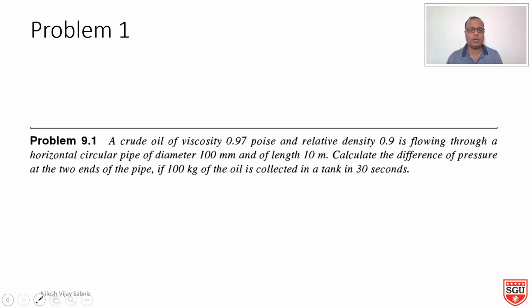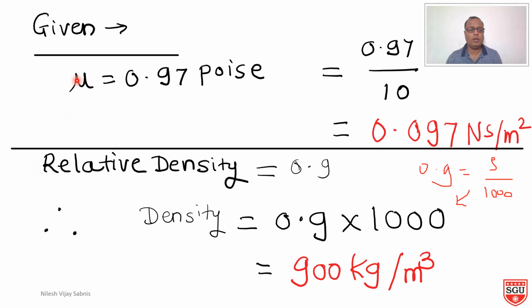First we will see what are the given things. Mu, that is the viscosity, is given in terms of poise. Poise is the unit. We have to convert this into Newton second per meter square. 0.97 divided by 10 is 0.097 Newton second per meter square, which is the value of mu.